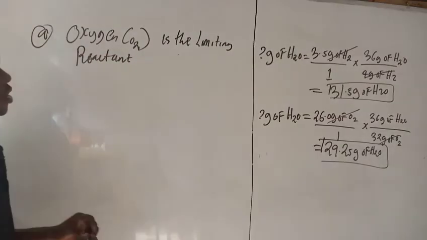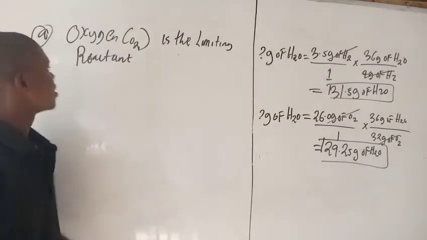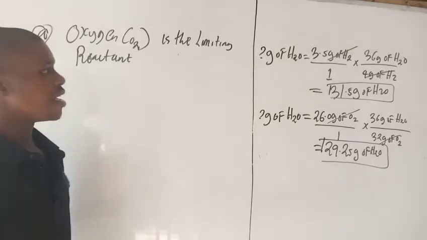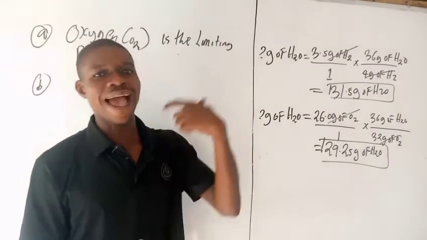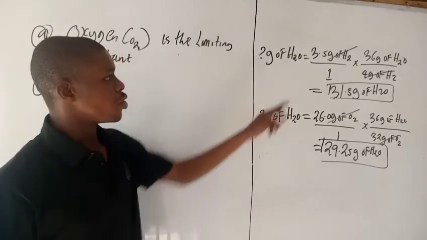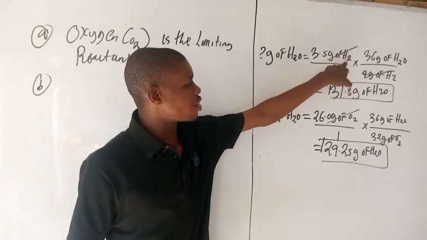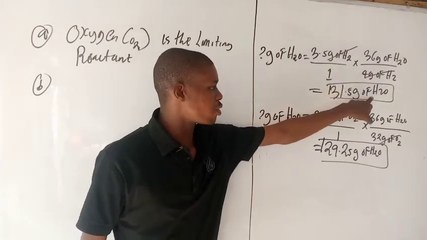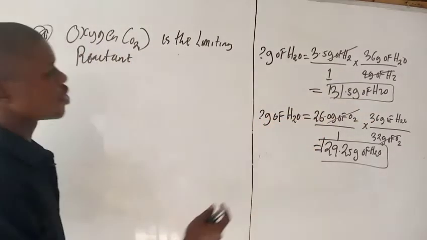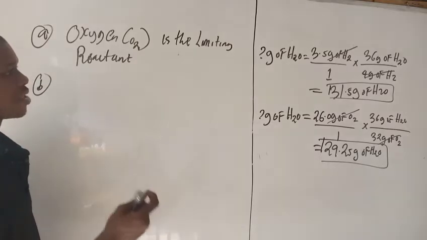You get, oxygen is the limiting reactant. Now B, what is the reactant in excess? It's very easy. The reactant that produces the highest amount of product is the reactant in excess. So it was hydrogen that produces the highest amount of product, because it gave 31.5 gram of water. So hydrogen is the reactant in excess.